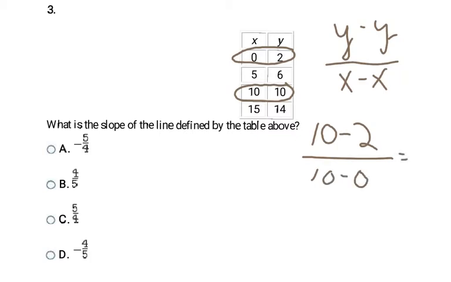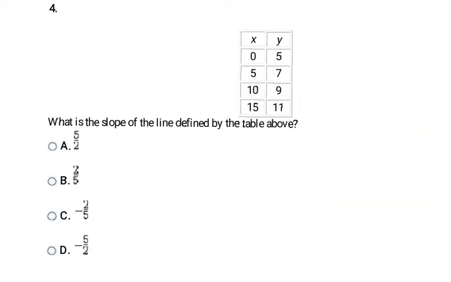And then I'll go ahead and do those subtractions. I have 10 minus 2 on the top is 8, and 10 minus 0 on the bottom is 10. 8 over 10 simplifies to 4 over 5. So my answer here is going to be letter B.